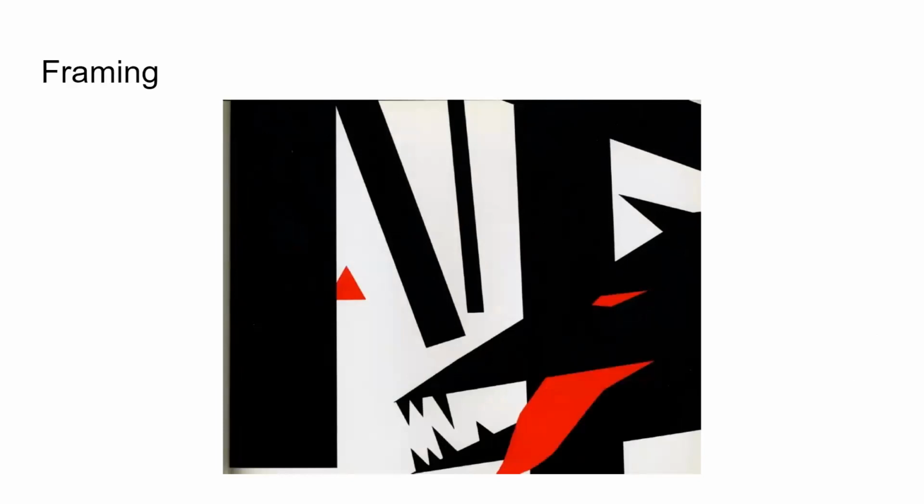Now we begin to play with framing. In this case, we're using what in photography we would call cropping. The tongue that's lolling out of our wolf's mouth here, and we definitely are recognizing this as an animal now, is directing our eye back in.